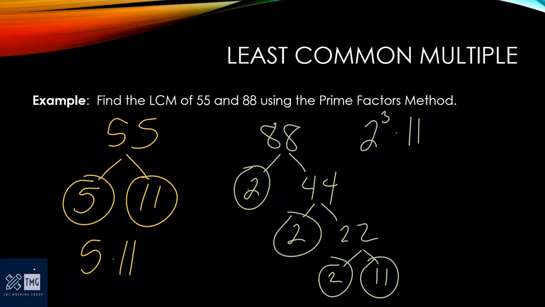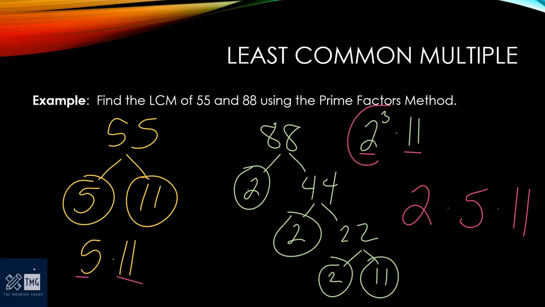So if you think about the base of the numbers that we have, in my 55, I have a 5 and an 11. And I have a 2 and an 11. So I need to have a 2, a 5, and an 11. So in my final answer, I have to have all 3 of these. And now we look at the exponents.